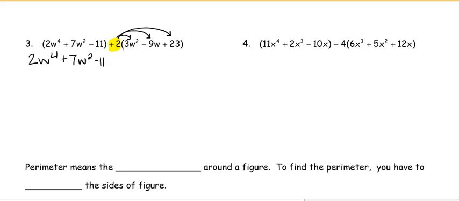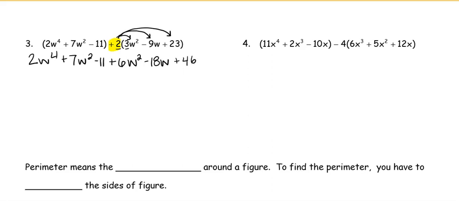And now let's distribute. 2 times 3w squared, again, you just multiply the numbers in front. That's going to give us plus 6w squared. 2 times negative 9w is negative 18w. And 2 times 23 is 46.